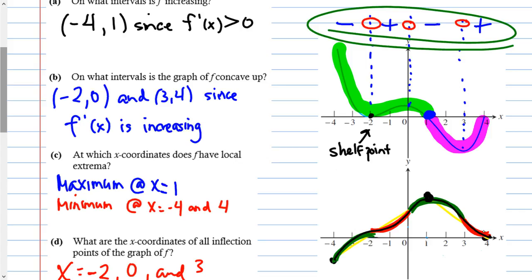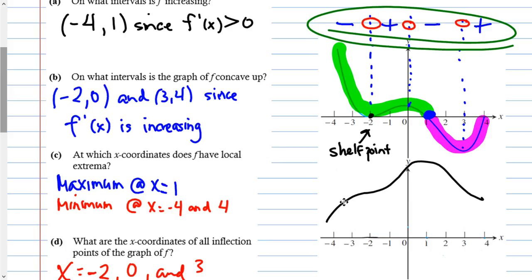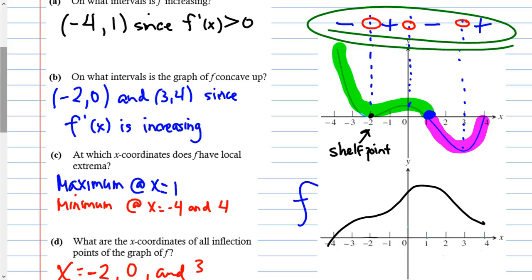Alright, close enough. So I'm just going to erase all of my sketching and break this down a little. Not that it matters. That's roughly a sketch of F. Okay? So this was F, remember? And this was F prime.